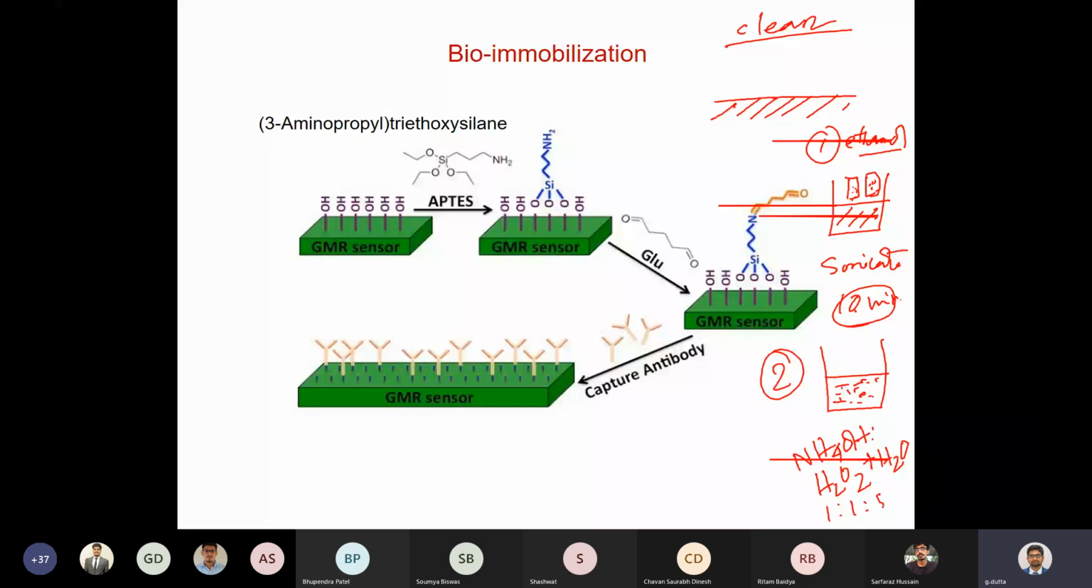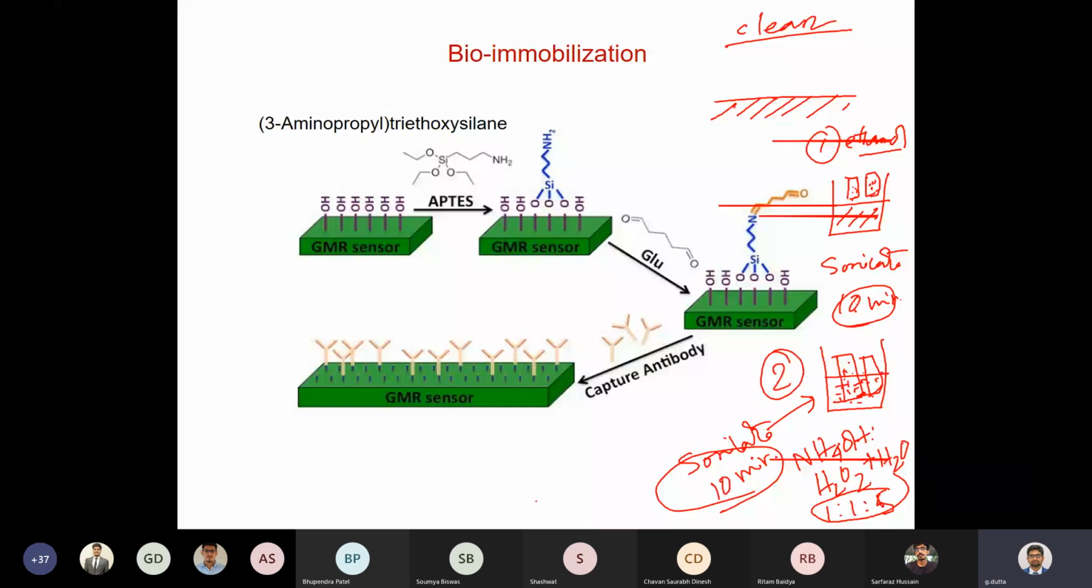Then you dip all the electrodes and again sonicate for around 10 minutes. Then all the impurities will be removed from your surface, and your surface will become more hydrophilic. I think you know hydrophilic and hydrophobic.